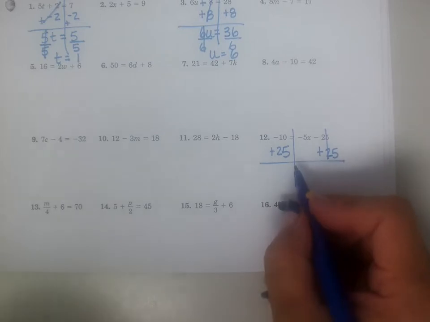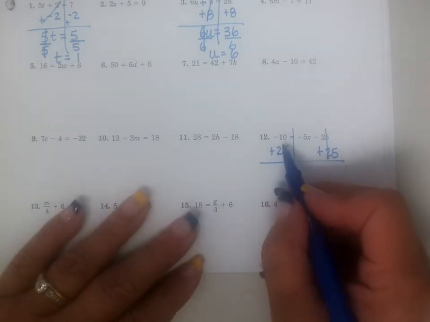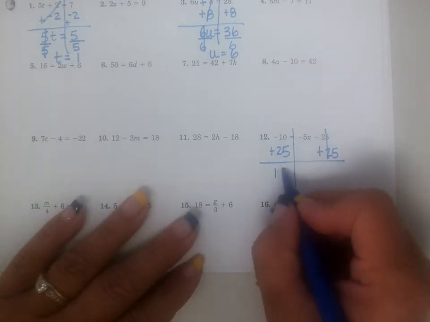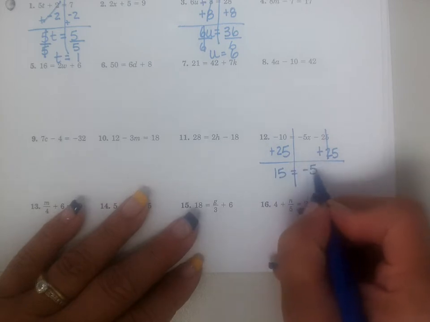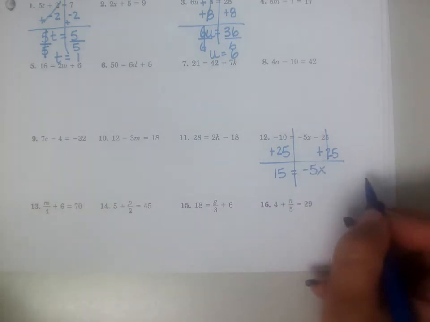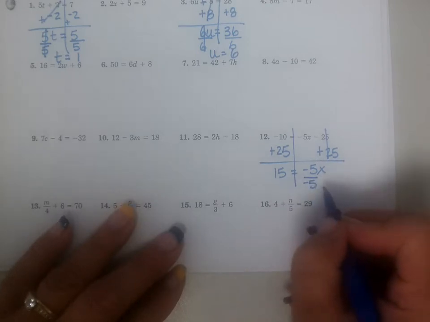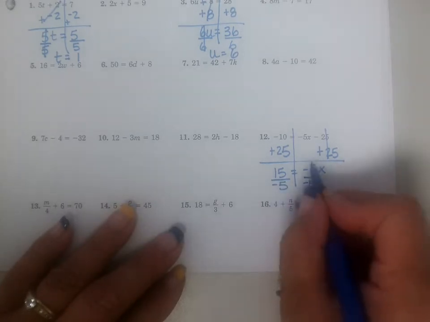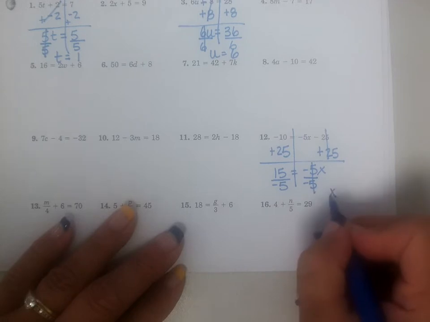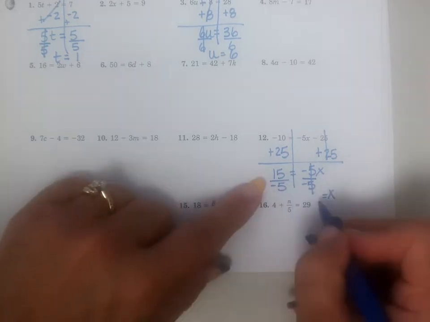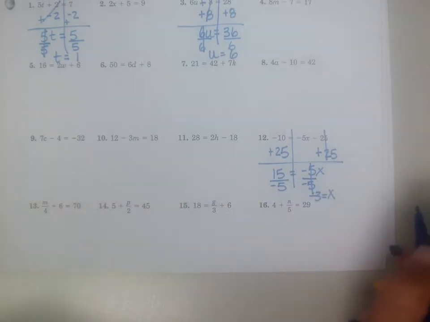So on the left side now, you got to be really good with our integers, right? Negative 10 and 25 is 15. And on this side, I have negative 5x. I have to undo the multiplication, and remember, you divide it by the exact same amount. So I have to divide it by a negative 5 if I wanted to get a positive 1. And I divide it by negative 5 to do the same thing on both sides. I'll get x on the left, and when I divide this, I'll get negative 3.